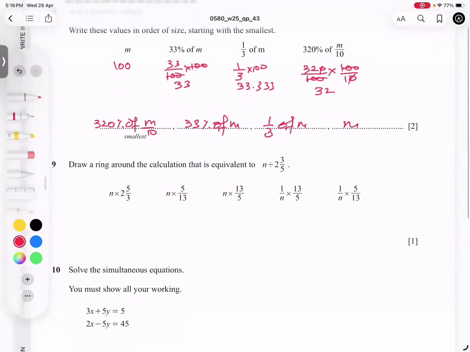Question number 9: draw a ring around the calculation equivalent to this one. First of all, we have to solve this one. There is a division sign, but first I will convert the mixed fraction. 5 twos are 10, plus 3, 13. So 13 over 5. Now this division sign converts into a multiply sign, so 5 and 13 will change position. So flip, and I get this value.